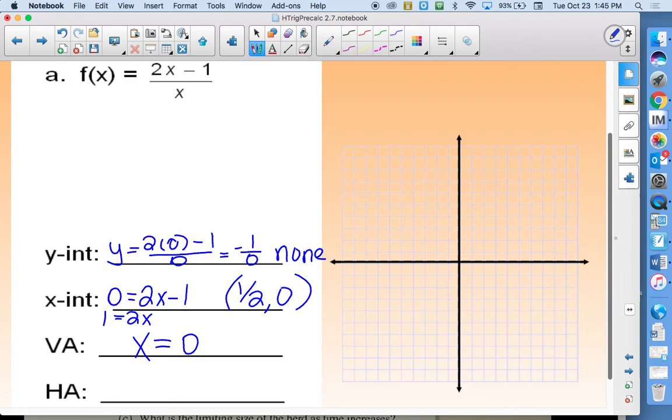And then how about the horizontal asymptote? Brandon? 2. Why 2? Because you're taking 2 divided by 1 since the powers are the same. Yeah. Looking at the powers, you have a 2x on the top and x on the bottom, so it's just y equals 2 over 1, or y equals 2. Questions? Okay, so we're going to plot this information. You have a nice graph. I'm going to draw a couple of tick marks on mine.